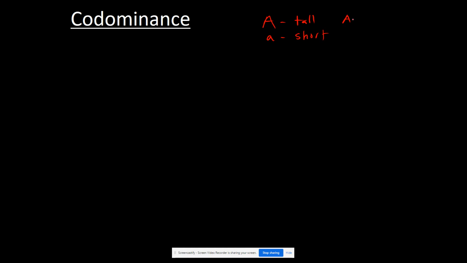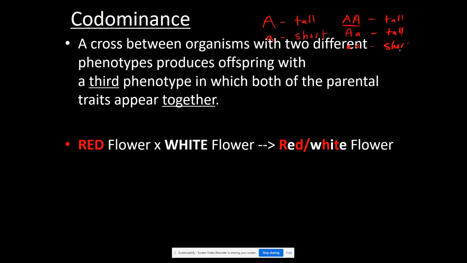And then we have these different genotypes. We could have big A big A, big A little a, and little a little a. Remember that these were called homozygous, and this is called heterozygous. This one would be tall, this one would be tall, and this one would be short. And so we have three different genotypes here.